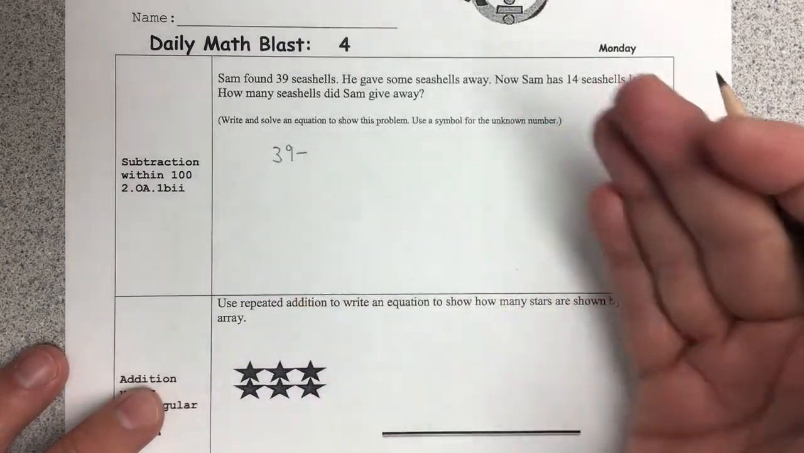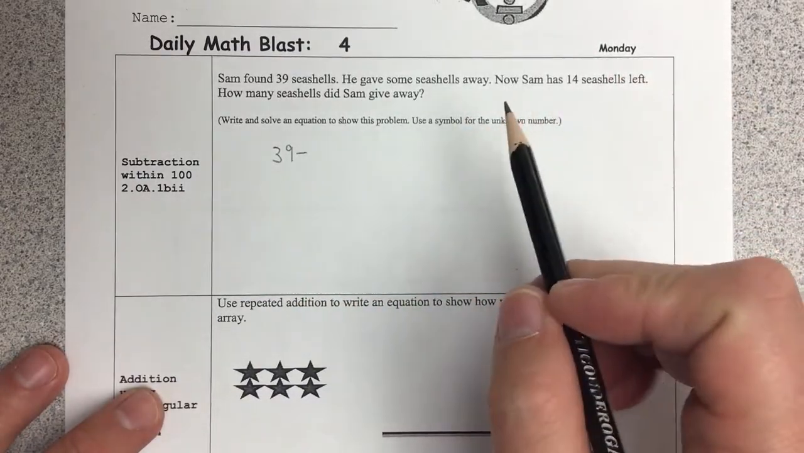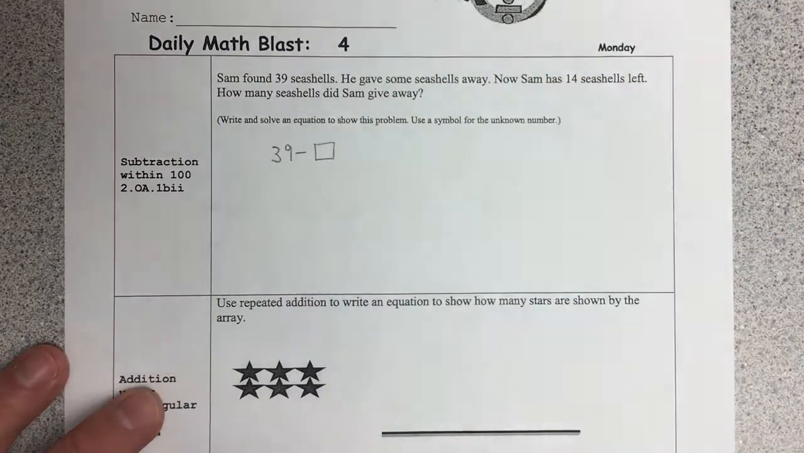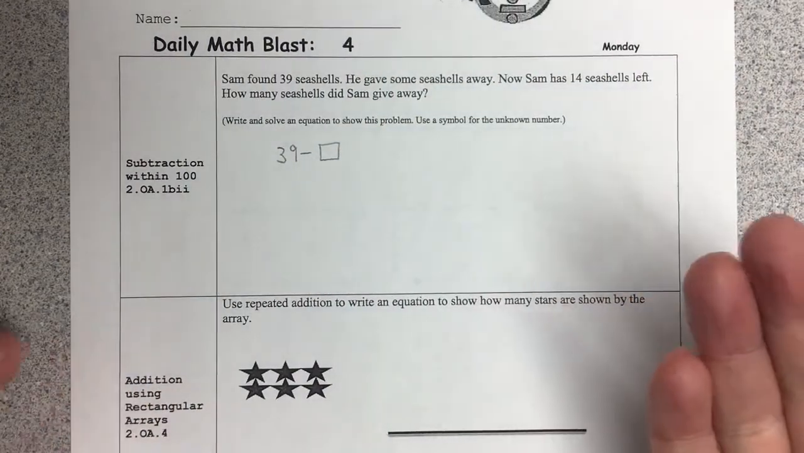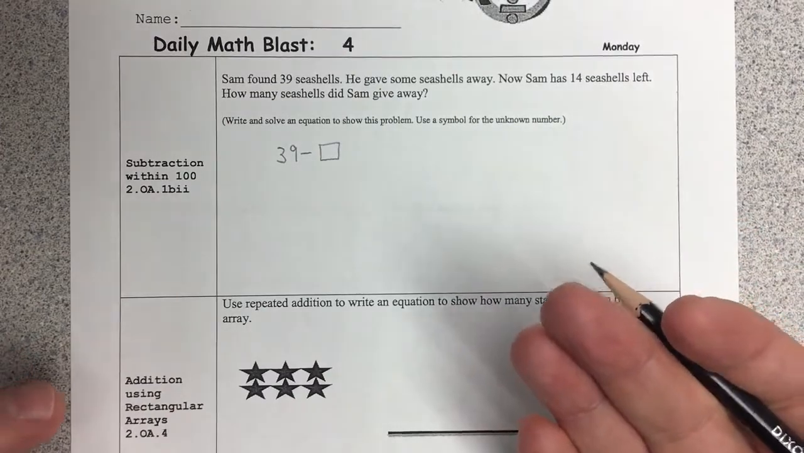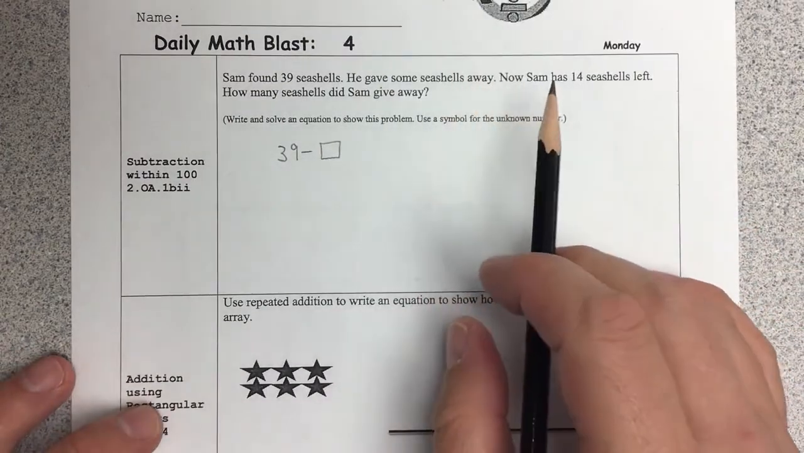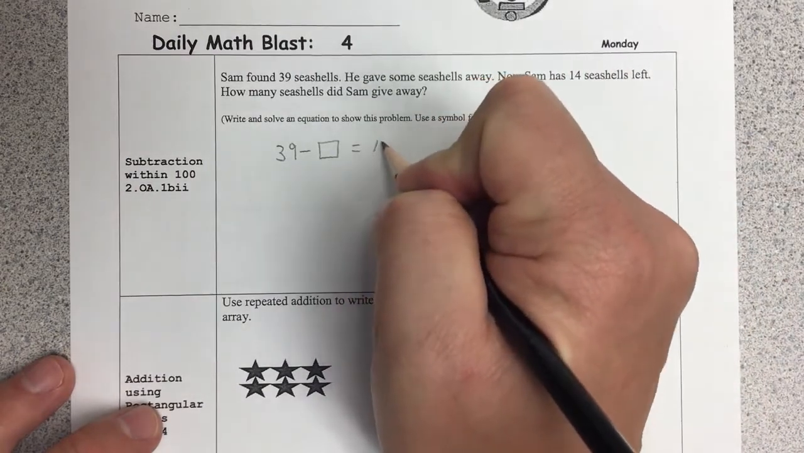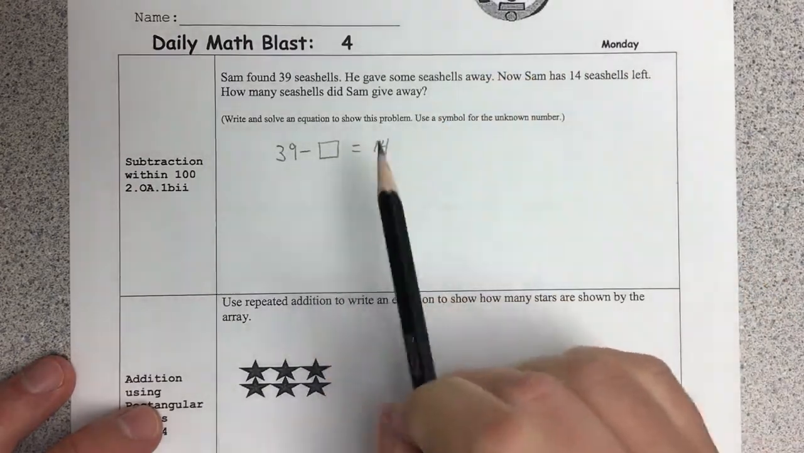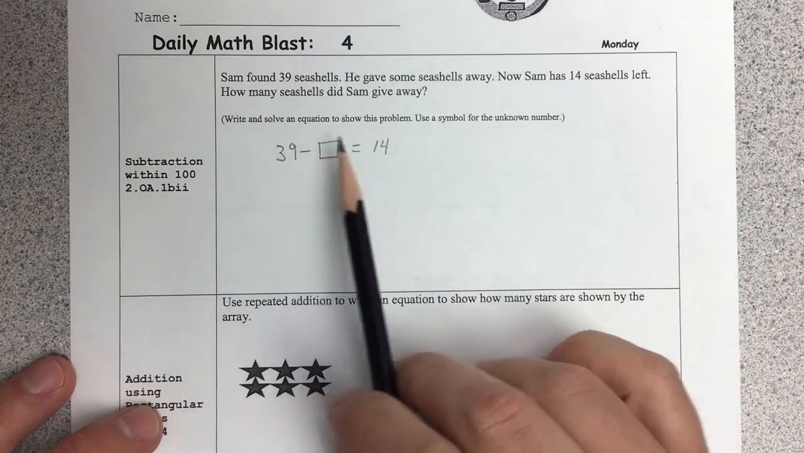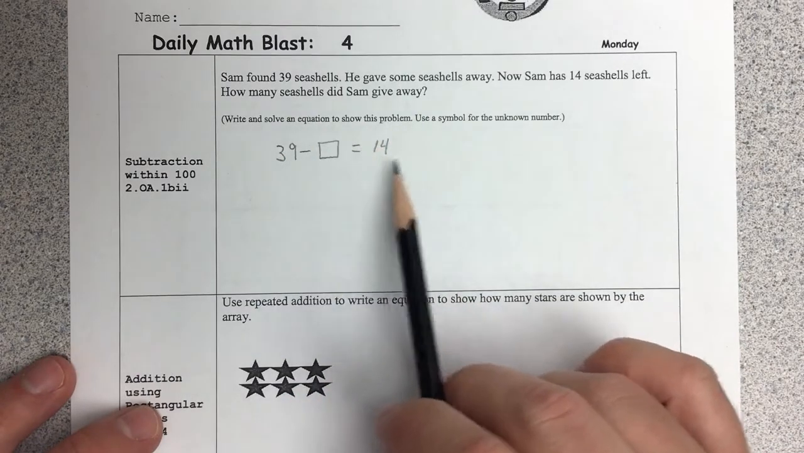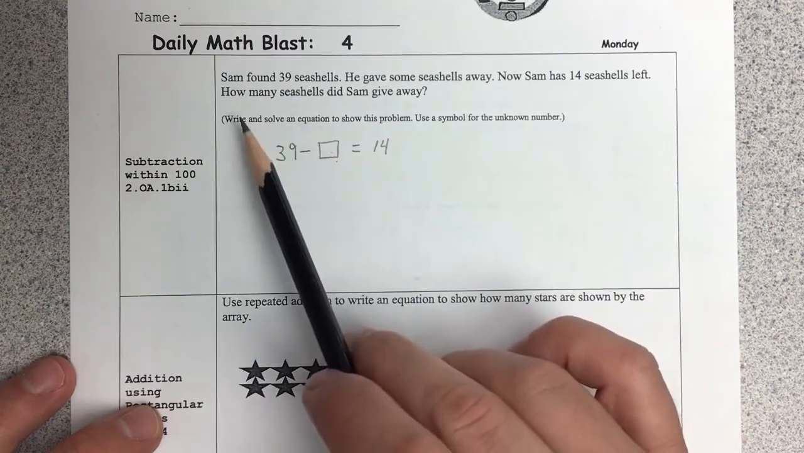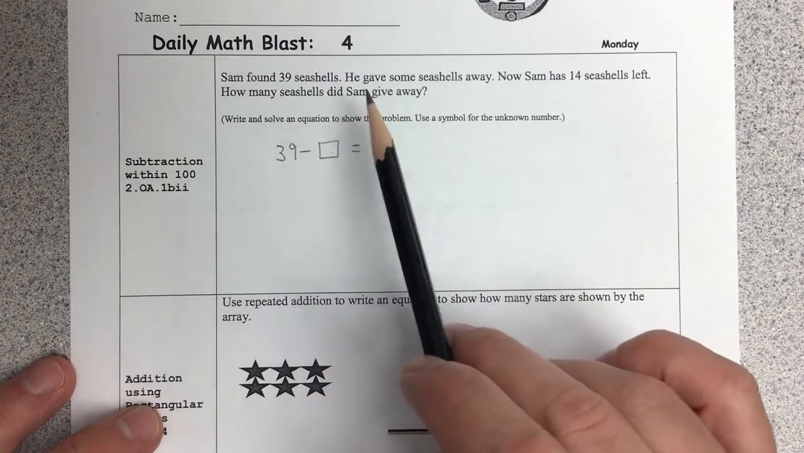Now it says he gave some, so I don't know. So here's my unknown number. So I'm going to use a mystery box. So I've got that box there. That represents that there's a number there, but I'm not sure what it is yet. Now Sam has 14 seashells left. So equals 14. So what this tells me is he started with 39, he gave some away, and now he has 14. So I want to find what goes in that mystery box. So how many seashells did Sam give away?